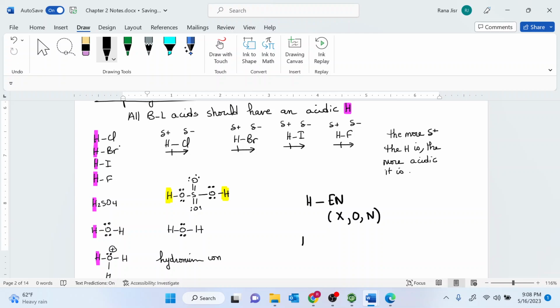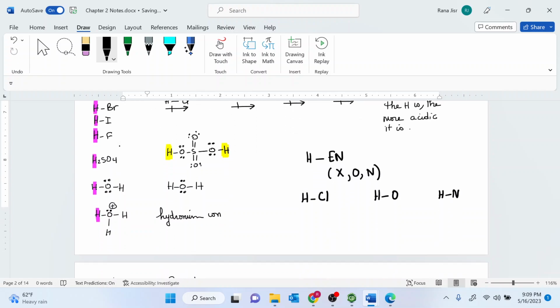Why is that? Let's compare hydrogen connected to a chlorine versus hydrogen connected to an oxygen, versus a hydrogen that is connected to a nitrogen. I'm just checking the bond and checking the acidity of this hydrogen.